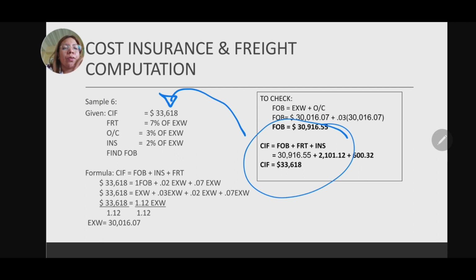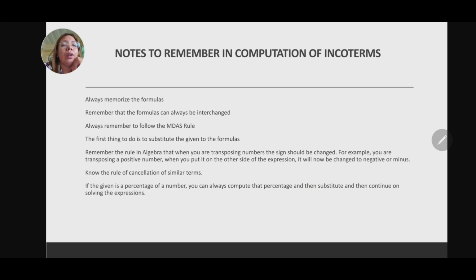Okay, so there you go. I hope that you have learned something from our lesson for today. Okay, and again, always remember that your CIF Incoterm is a C Incoterm, meaning you can only use it if the shipment is via a vessel or via the sea. Okay, if it is an air shipment, you cannot use your CIF. Okay, there is another Incoterm for the air shipment, and we are going to discuss those in our next videos.